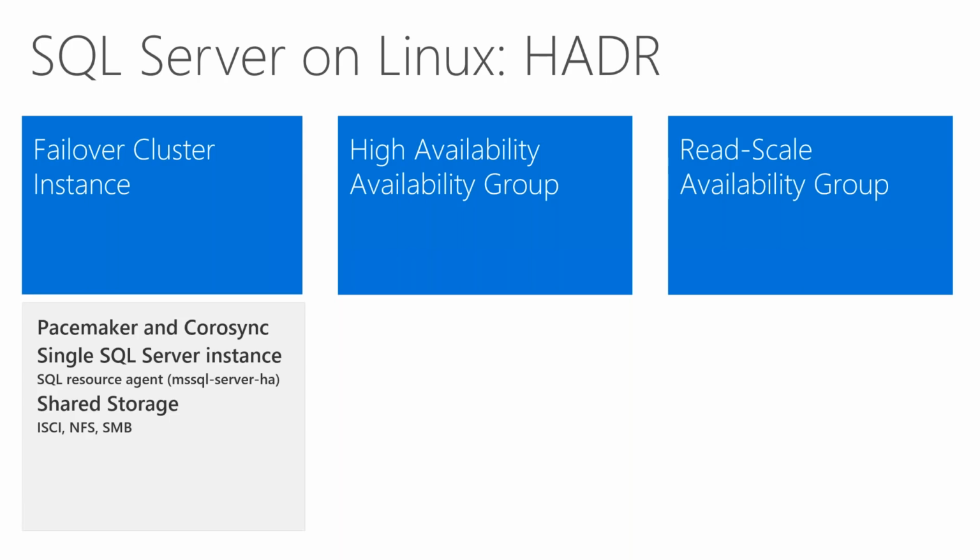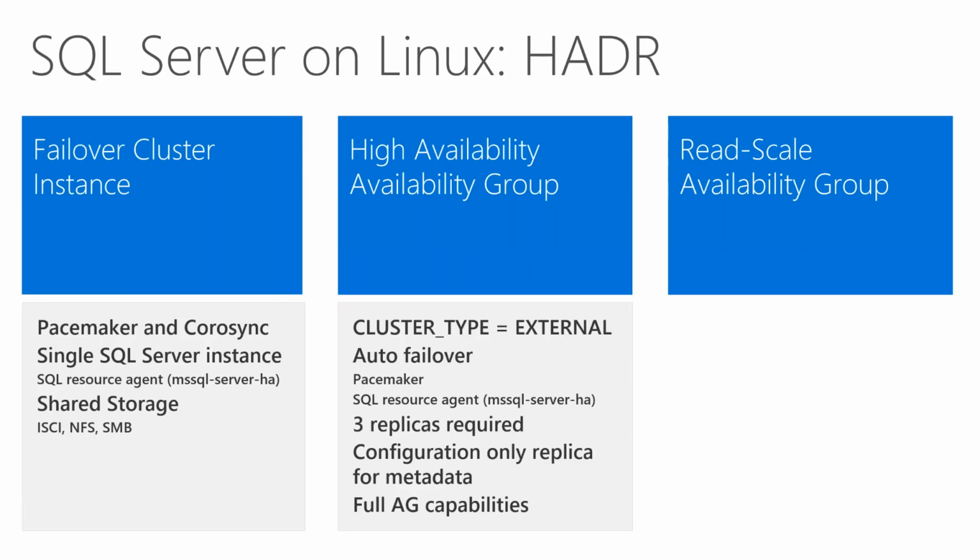If you want to use availability groups and you want high availability, in other words, you want auto failover, you would still use packages like Pacemaker and our resource agent. And when you go in to specify your availability group, you're going to pick a cluster type equals external. And that is what's required to do availability groups for high availability. But there's one other step. Because of the fact that there are certain things from a metadata perspective that Windows clustering provides us that are not on Linux, we require a third replica for high availability. In other words, we require a third SQL server.